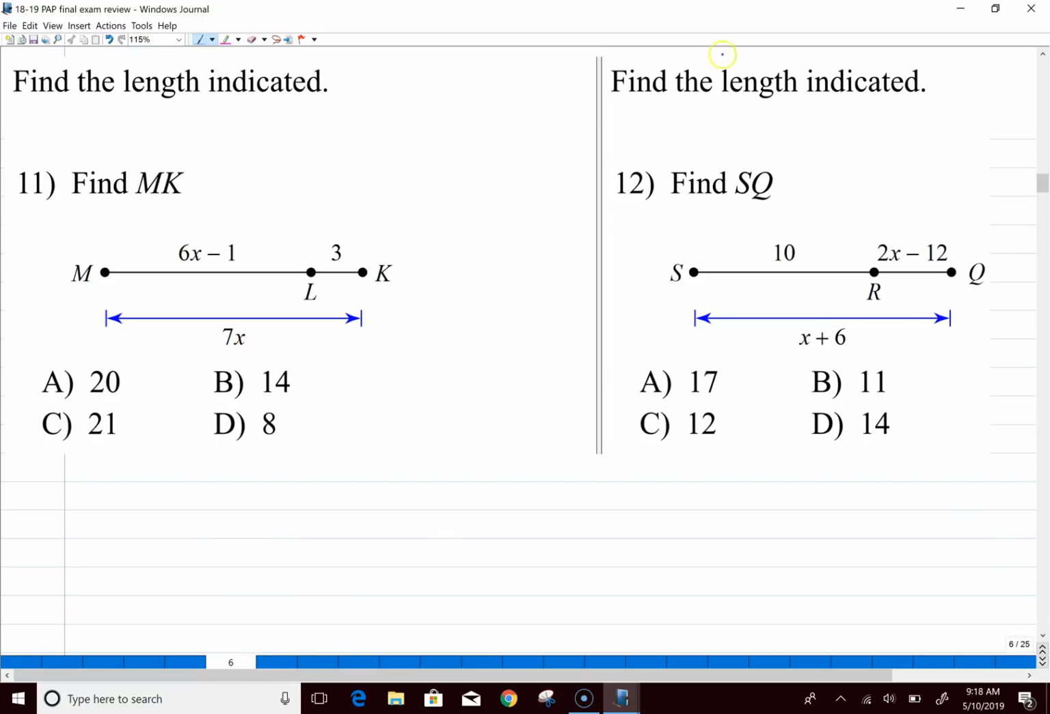Same thing on this question, except here, they're not saying find x. They're saying find SQ. This is SQ, my yellow part. How much is all of this? Well, I know how much x is. I just plug it in for x and do x plus 6. But I need to solve it the exact same way I did before.